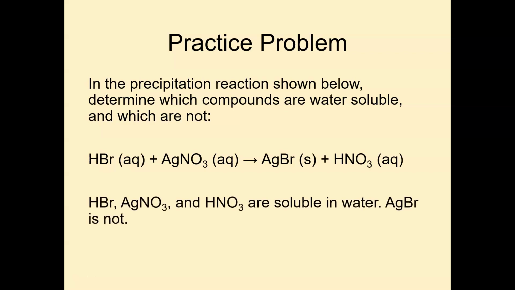So the water soluble compounds are HBr, it's got an AQ next to it. Silver nitrate, it's got an AQ next to it. Nitric acid, it's got an AQ next to it. You didn't need to have known the name of that compound. And then silver bromide, because it's got an S, is a precipitate. It's a solid. It is going to precipitate out of the reaction. Okay, so that's the end of this video.